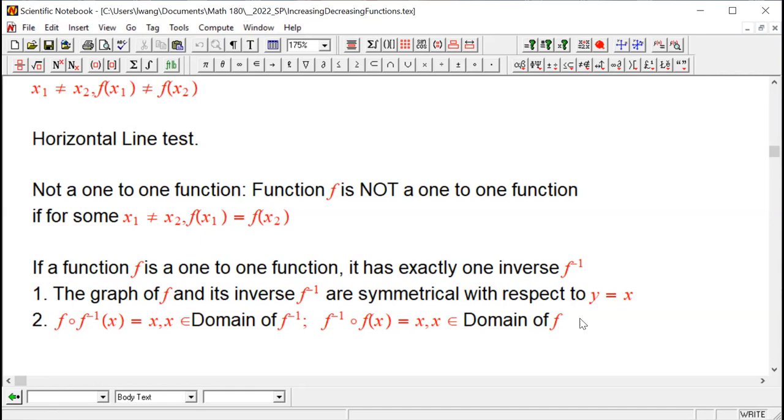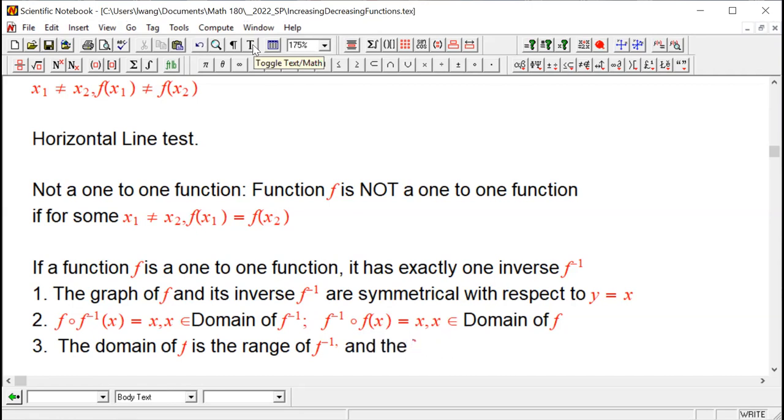So number 3, the domain of f is the range of f inverse, and the domain of f inverse is the range of f.